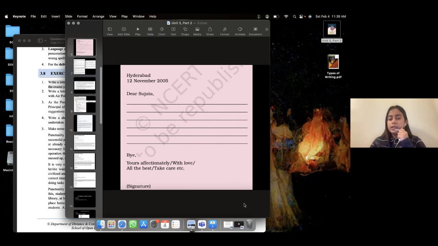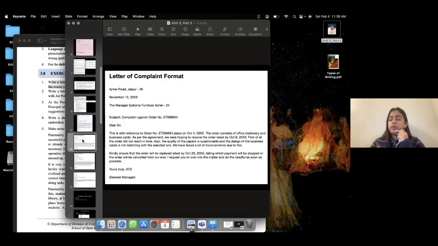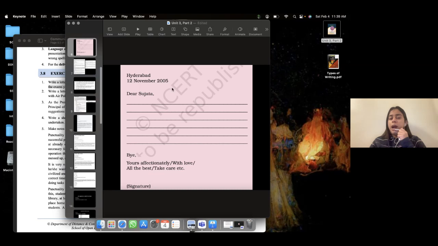It is impersonal in nature. Your formal letter has to strictly follow the prescribed format. Your format for an informal letter is also important, but when we come to the body paragraphs or the body of the letter, it is comparatively more flexible than your formal letter. So this is the format for your informal letter.